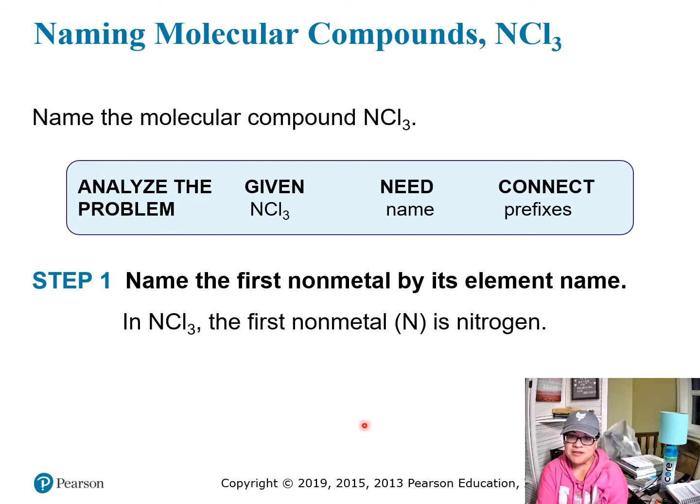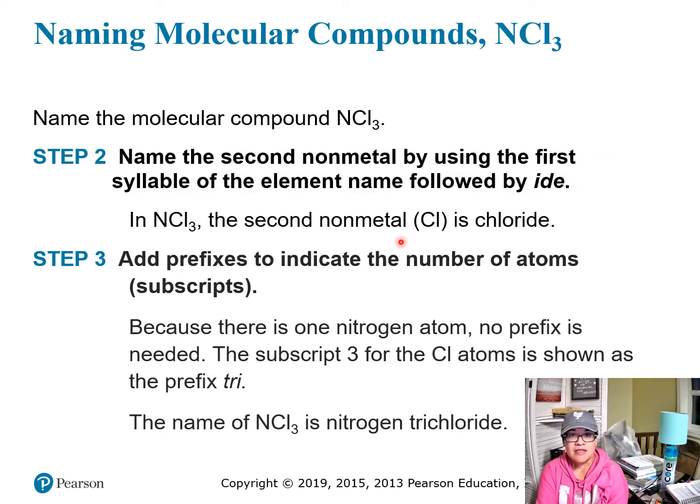Okay, so here's step-by-step how to name. You look at what the first nonmetal is, and it is nitrogen. Then you look at the second nonmetal, and this one is chlorine, but you change it to chloride, and then you look at how many atoms you have of each. Nitrogen only has 1, so you don't put a prefix, and then chlorine there are 3, so you say trichloride.